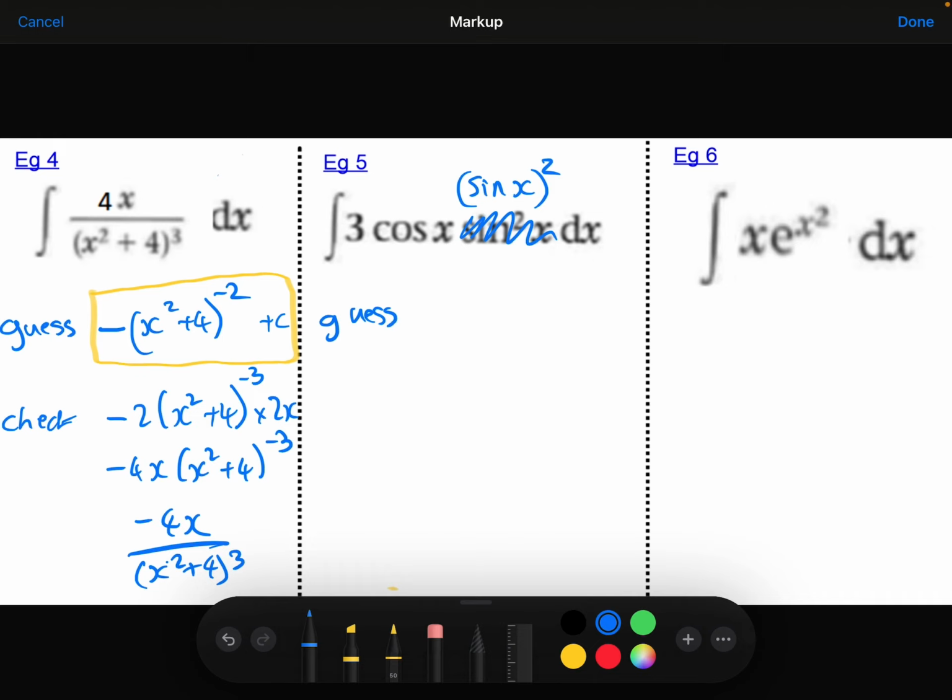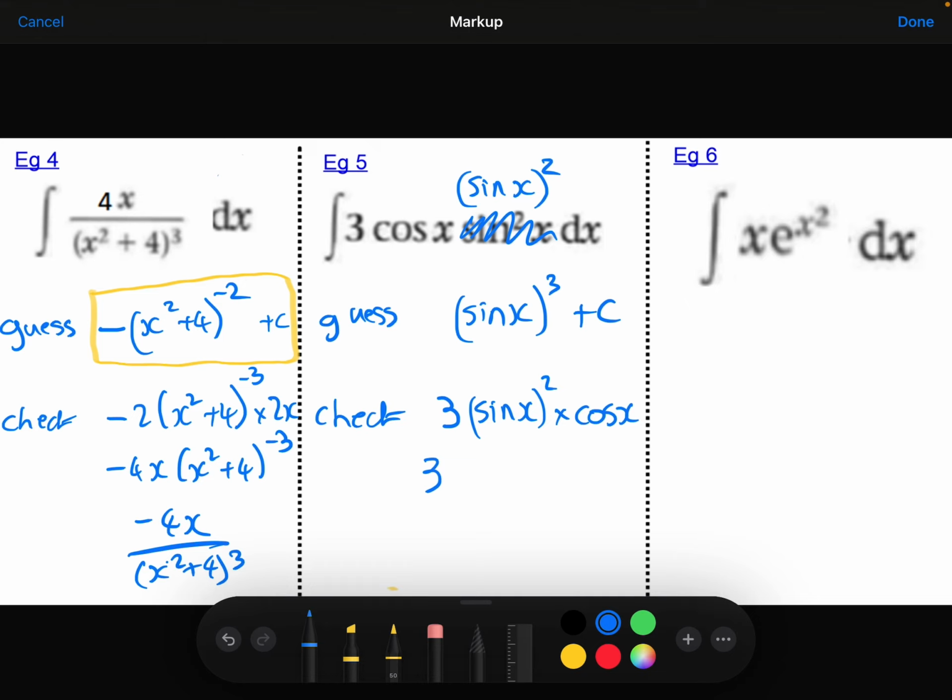My guess is going to be, right, add 1 to the power. So we'll get sine x all cubed. And let's differentiate this and see how close we get. Right, so we're going to times by 3. We're going to take 1 away from the power. And then, by the chain rule, we have to multiply by the derivative of the inside, which is cos. Sine differentiates to be cos.